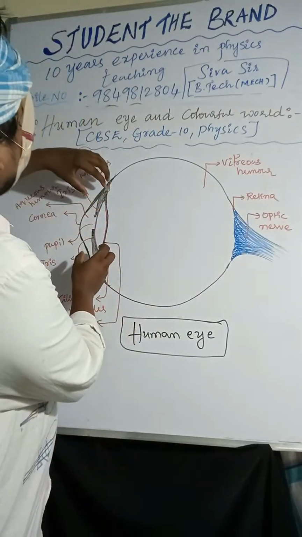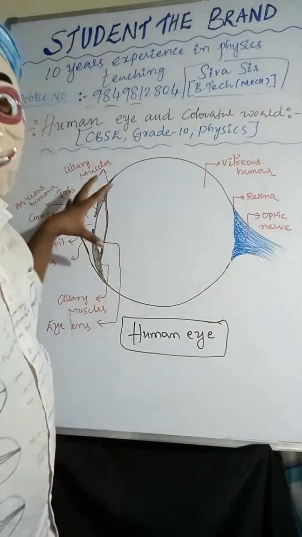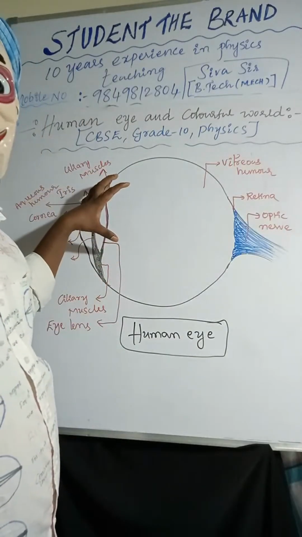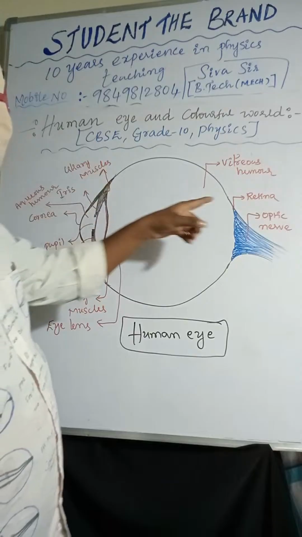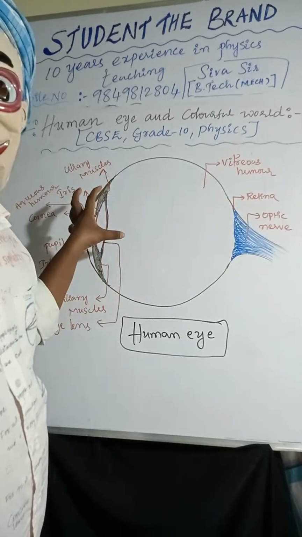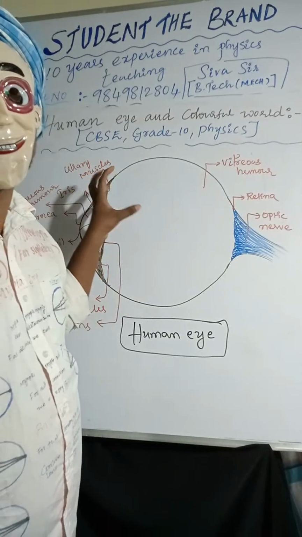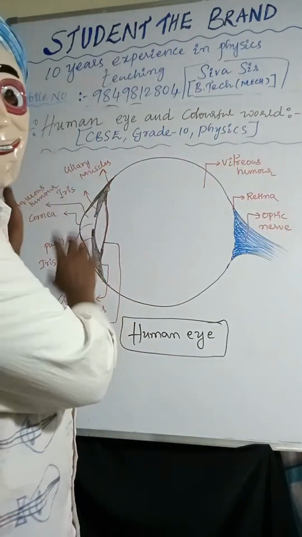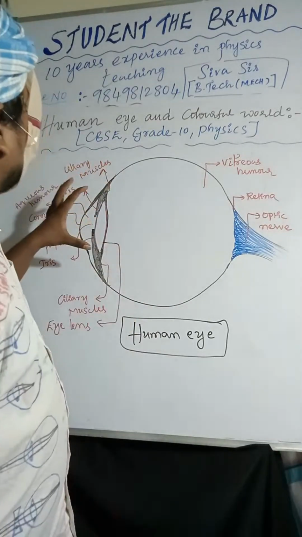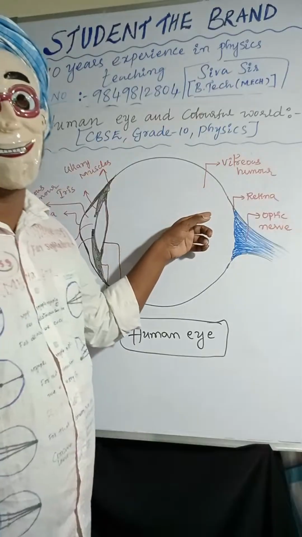So this is the eye lens. Eye lens is a convex lens. Whenever a light ray falls on it, it will converge the light rays and make them fall at the retina.